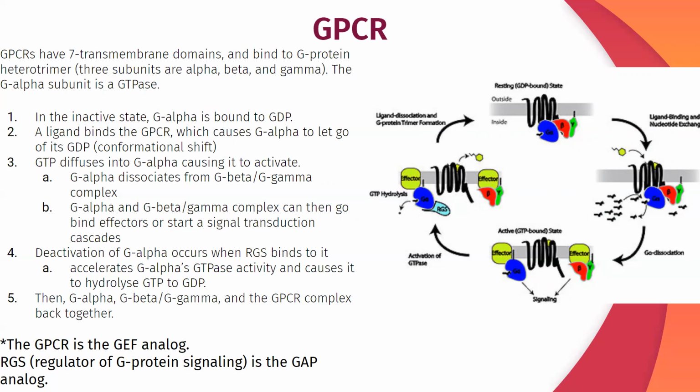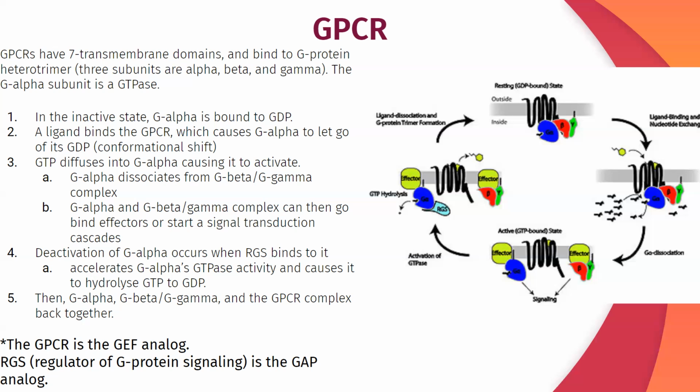G alpha is a GTPase. And what does a GTPase do? Yeah. And what's that lead to? Okay, there you go. So in its inactive state, G alpha is bound to GDP.